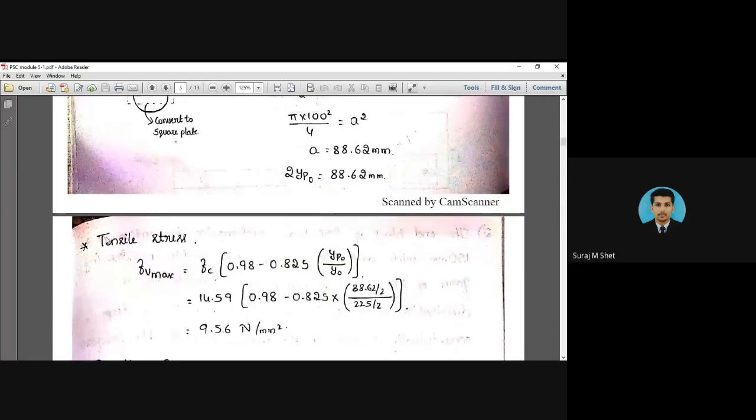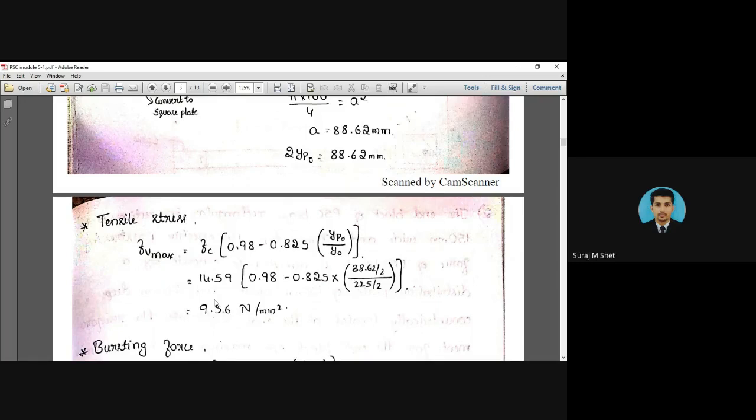So to calculate the tensile stress, you need the unknown values yp naught and y naught. That's why I calculated y naught. Y naught is your size of the prism. 2 times of yp naught is the anchor plate, which I already calculated here. So you can directly substitute, or else divide by 2, because 2 times is there. So divide by 2 y naught, and the FC value already calculated 14.59, and substitute the values, you get the tensile stress. After this, the formula is same for bursting stress.